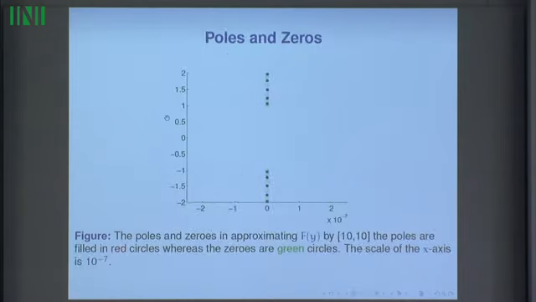Okay, and here is the magic. The magic is that this time, after we've done this map, all the poles and zeros align perfectly on the branch cuts which we had here. So you see this is 10 to the minus 7. So you see they really do live exactly on there.